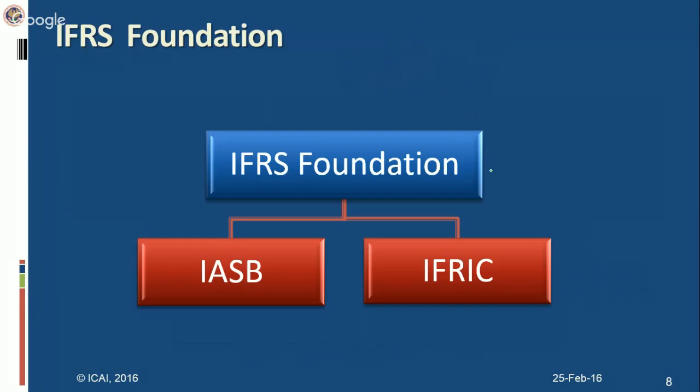IFRS Foundation consists of two bodies, IASB and IFRIC. IASB means International Accounting Standards Board and IFRIC means International Financial Reporting Interpretations Committee. The IFRS Foundation is an independent, not-for-profit organization which is working in the public interest. The International Accounting Standards Board, that is IASB, was established in 2001 and it is a new name for IASC. Earlier, the International Accounting Standards Committee was constituted and it was reformed as IASB in the later years, that is in 2001.